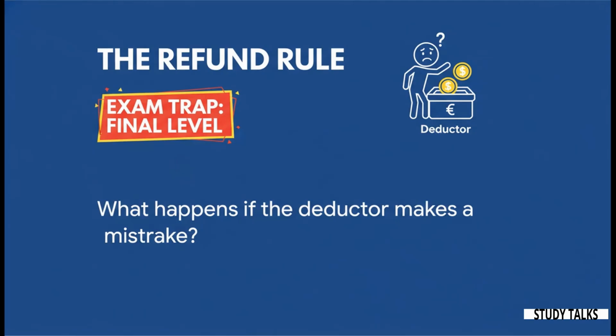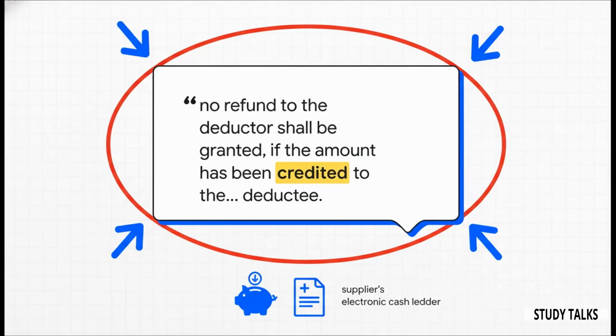All right, we've arrived at the final boss level of exam traps for Section 51, the refund rule. What happens if the deductor makes a mistake? They deduct too much tax, or maybe they deducted it when they weren't supposed to. Can they just ask for a refund? Here it is, the critical line from Section 51, subsection 8.